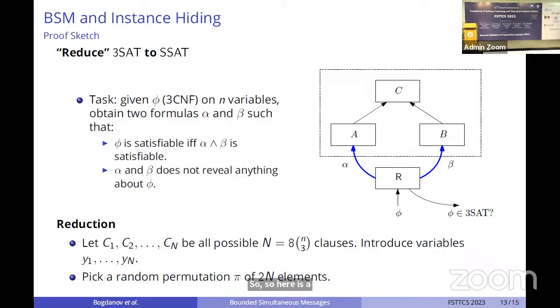Let's take all possible 3-CNF clauses on n variables, and that's something like 8 times n choose 3, which is order n cubed many clauses. You introduce some extra variables y1 to yN, where N is the number of all possible clauses, 8 times n choose 3. Then you pick a random permutation pi of 2N elements. Now we are going to construct alpha and beta.